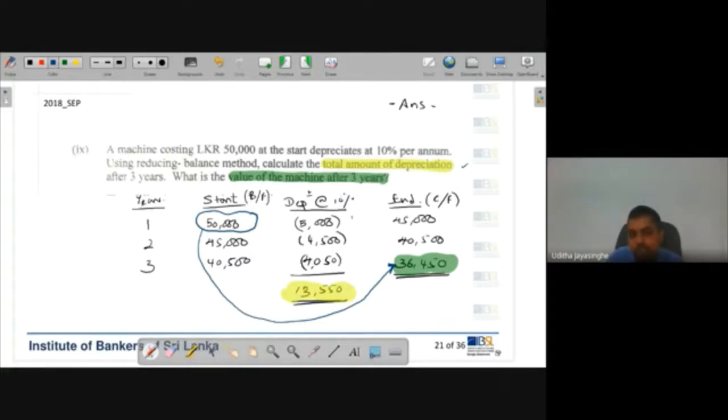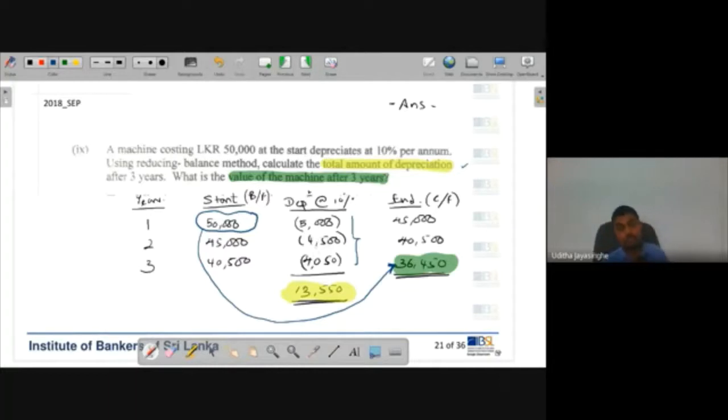Total amount of depreciation after 3 years, the summation, the sigma of these 3, is going to be 13,550. Is my math correct? Yeah, 550, and this is going to be 13,550.